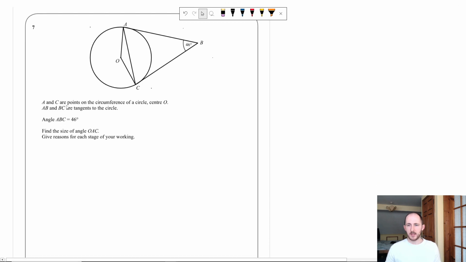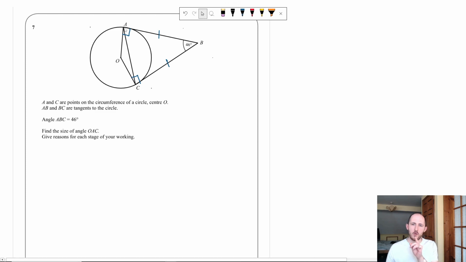Okay, here's where things are getting slightly more tricky, okay? We're probably looking at around grade 7. So A and C are points on the circumference of a circle centre O. AB and BC are the tangents. Find the size of the angle OAC. So again, label up what we know. Those are both equal in length because they're both tangents from the same point. They're both from B. These angles here are 90 overall.